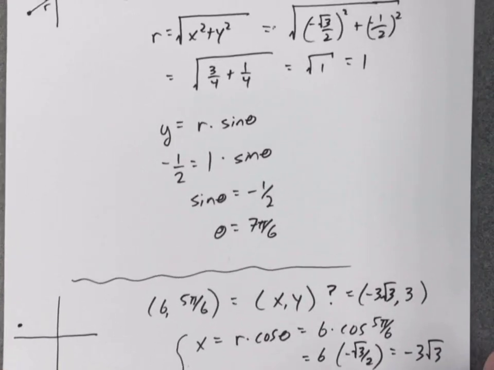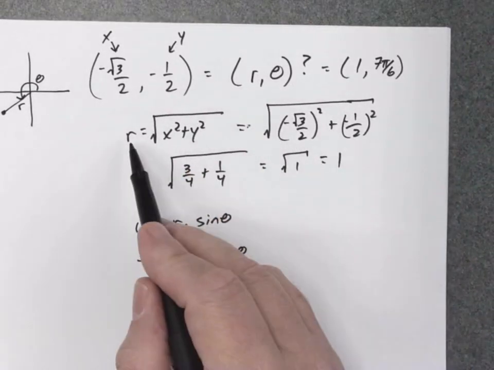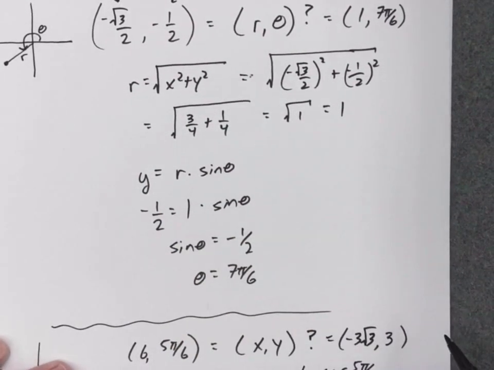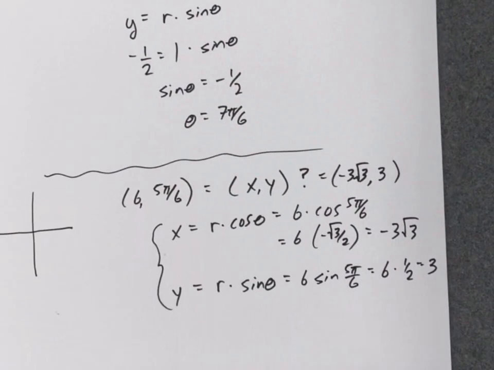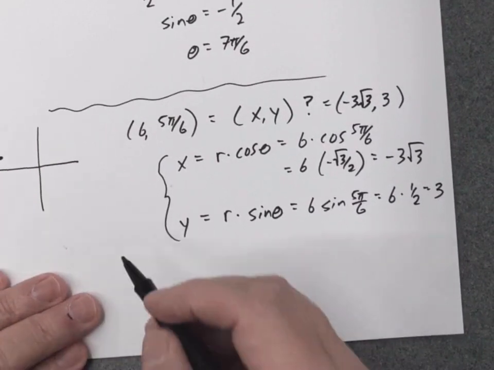Of all this stuff, going from rectangular to polar, the r is straightforward. The only tricky thing is finding the angle. Of all this stuff, that's the one that can be tricky. Let's do a couple more of these real quick. So here's one. Here's another common sense one.